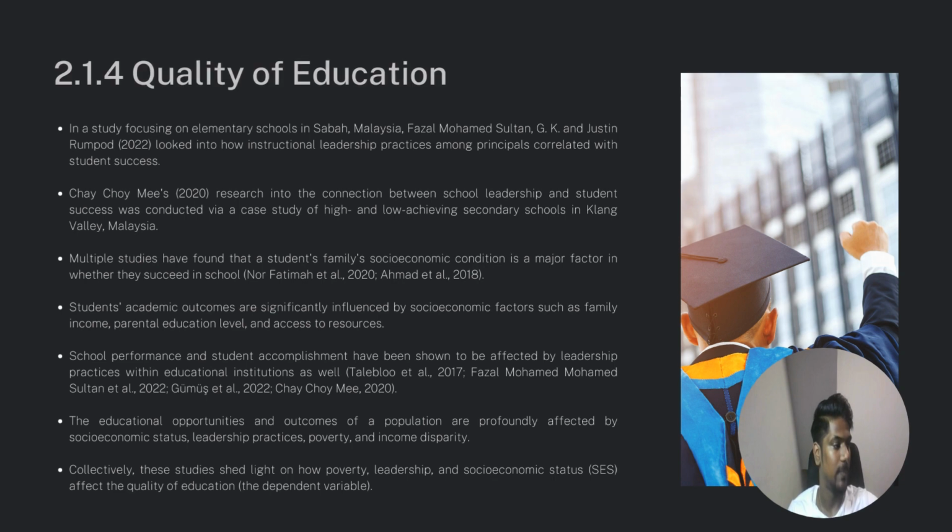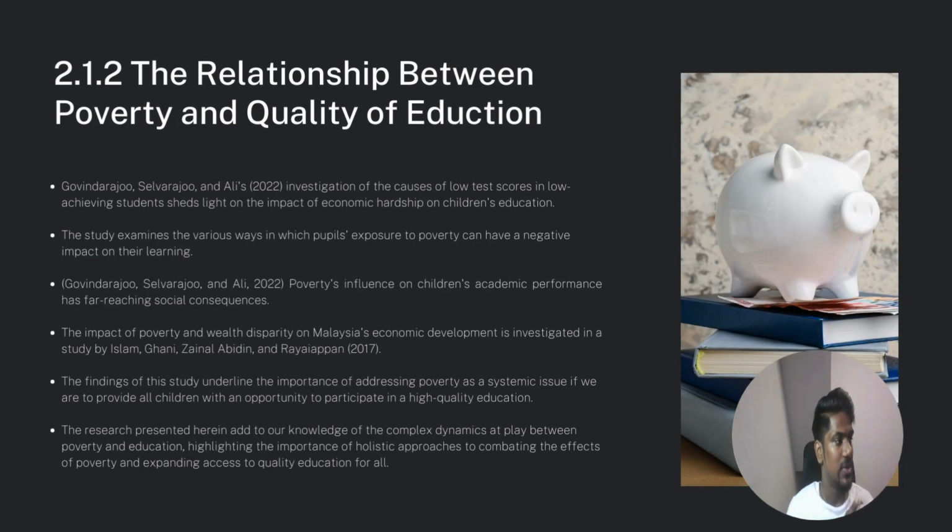So, on this slide, we'll be talking about the relationship between poverty and the quality of education. Based on the research, we can come to the conclusion that economic hardship on children's education is the reason why they score low in tests. The findings of the study also underline the importance of addressing poverty as a systemic issue if we are to provide all children with the opportunity to participate in high quality education. The research also added to our knowledge of the complex dynamics at play between poverty and education, highlighting the importance of a holistic approach to combating the effects of poverty and expanding access to quality education for all.